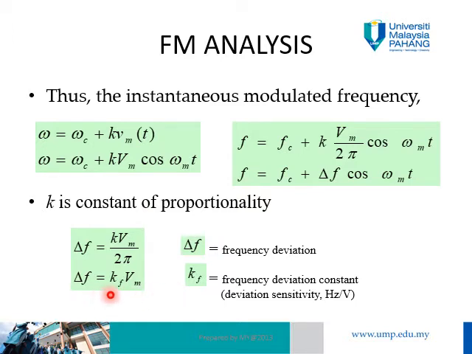So from this equation, we can also say that delta f equal to kf Vm. So kf is the frequency deviation constant, in units of Hertz over volt.